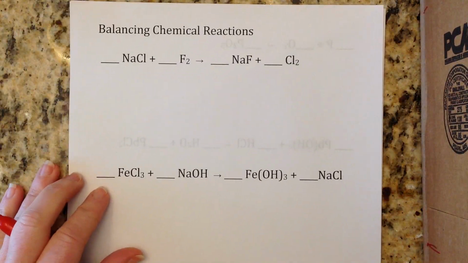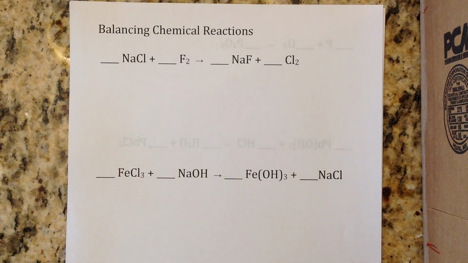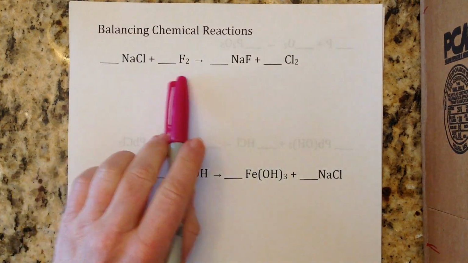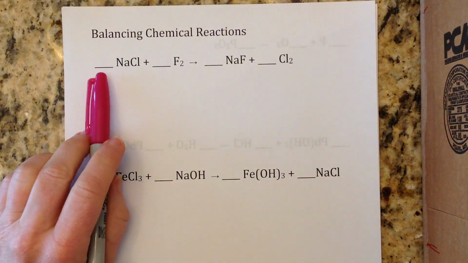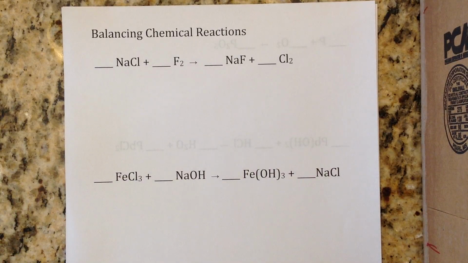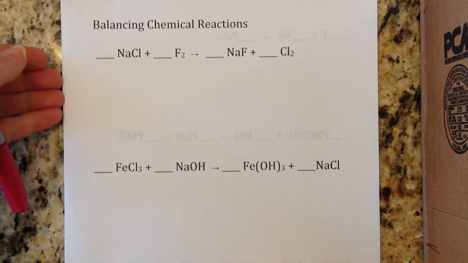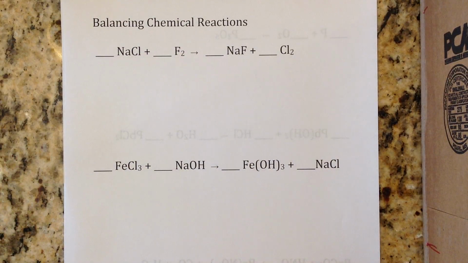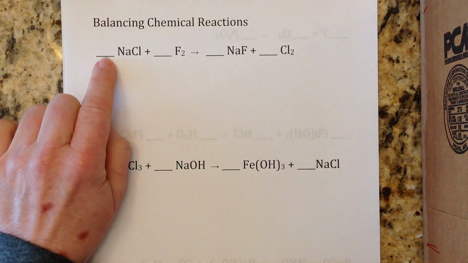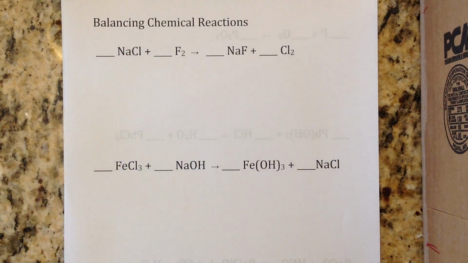I'm going to point a couple things out before we do the first one. You'll notice I've got some blank lines drawn in front of my chemical formulas. That's where we're going to put our coefficient. That's the big number in front. Now, sometimes we don't actually have a number written here at the end, and that's because the understood coefficient is a 1. Like we often do in chemistry, we don't write 1s. So if you don't see anything in front, you would assume a 1.